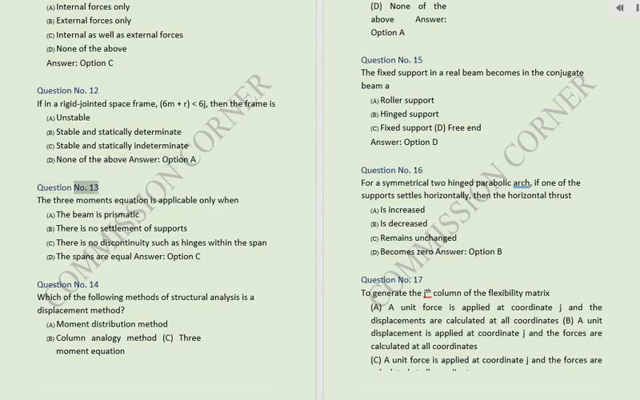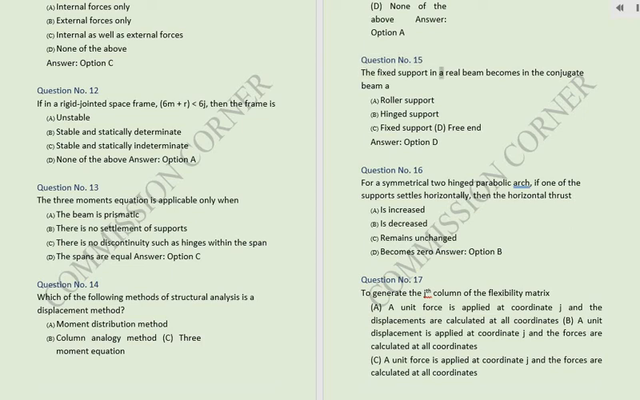Question number 13. The three moments equation is applicable only when: A, the beam is prismatic; B, there is no settlement of supports; C, there is no discontinuity such as hinges within the span; D, the spans are equal. Answer, option C. Question number 14. Which of the following methods of structural analysis is a displacement method? A, moment distribution method; B, column analogy method; C, three-moment equation; D, none of the above. Answer, option A.